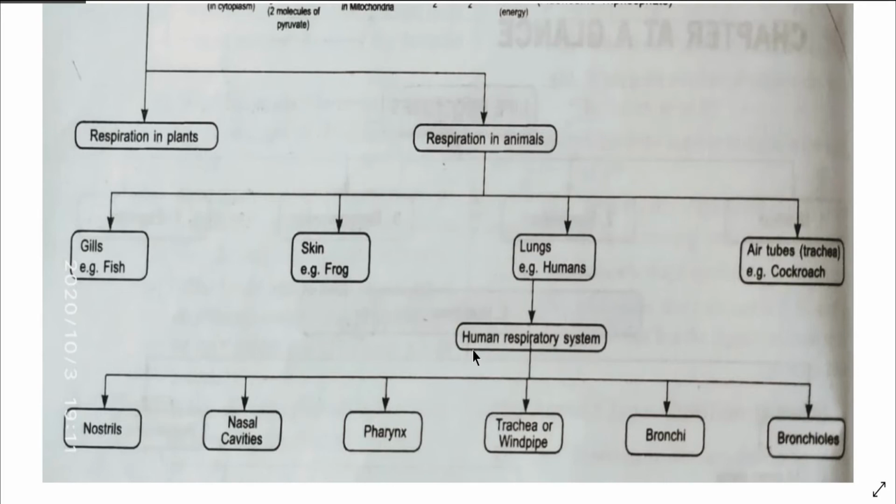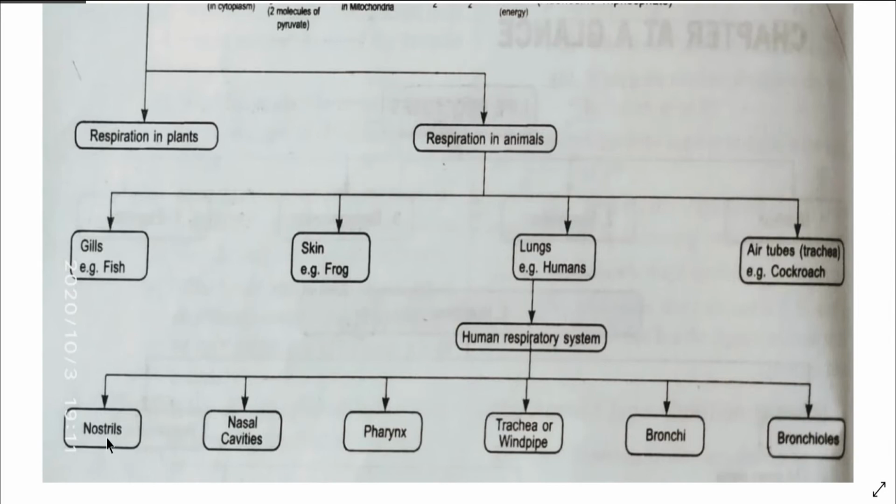What is breathing? Breathing means taking in oxygen and giving out carbon dioxide, that is, taking in oxygen-rich air and giving out carbon dioxide-rich air outside the body. That is called the breathing process. And for this, we have a special system called the respiratory system.